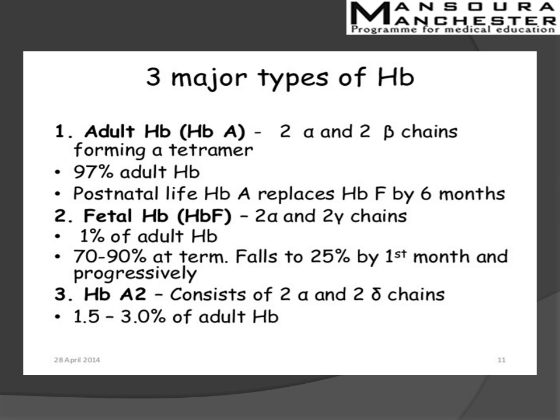We have 2 types of adult hemoglobin. Hemoglobin A, which contains 2 alpha chains and 2 beta chains, represents 97% of adult hemoglobin. We have also hemoglobin A2, which consists of 2 alpha chains and 2 delta chains. It represents 1.5 to 3.2% of the adult hemoglobin.